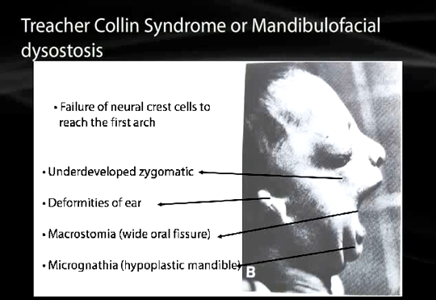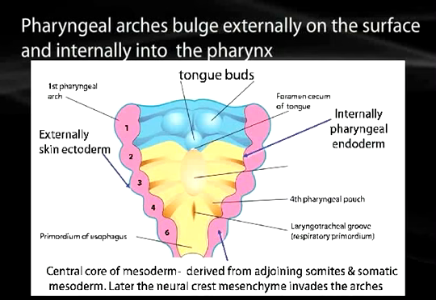Another type of first arch syndrome you can see here is Treacher Collins syndrome, or sometimes called mandibulofacial dysostosis. And oftentimes this is failure of the neural crest cells. Therefore, you're not going to have the zygomatic bone. You're going to have ear deformities where there's no ear at all, or just a simple appendage hanging off with no canal or any ability to hear. And then you have macrostomia, which is a wide oral fissure in comparison to the size of the jaw, which would be micrognathia.